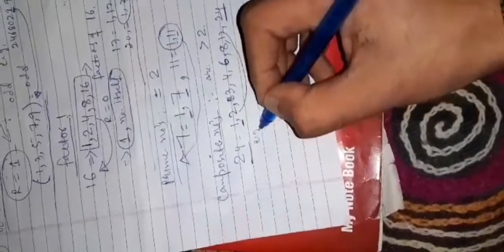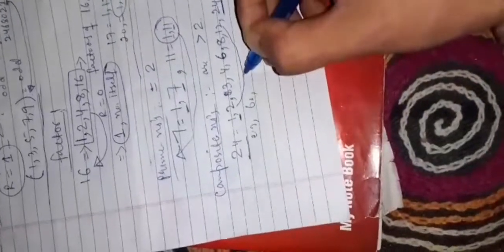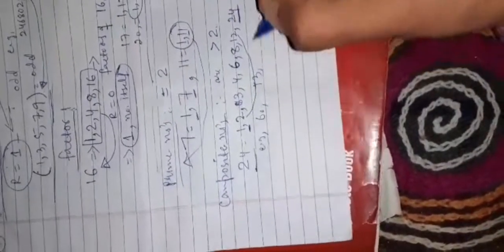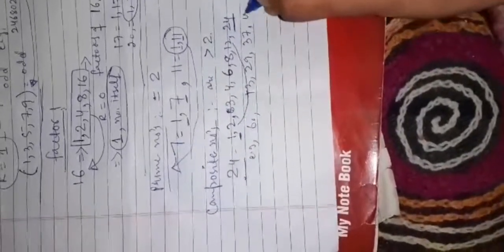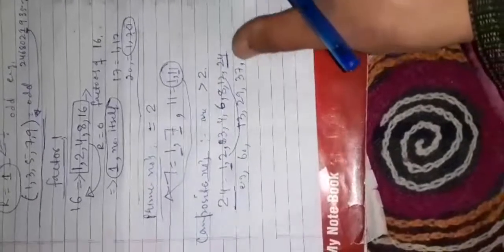Another example, 60. Then 13, 29, 37, got it, and then 43. Okay, these are called composite numbers.